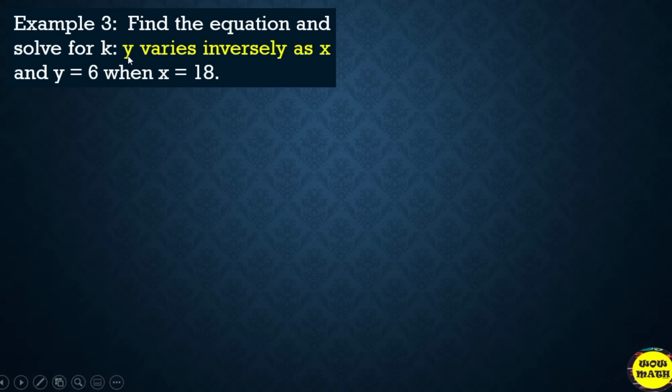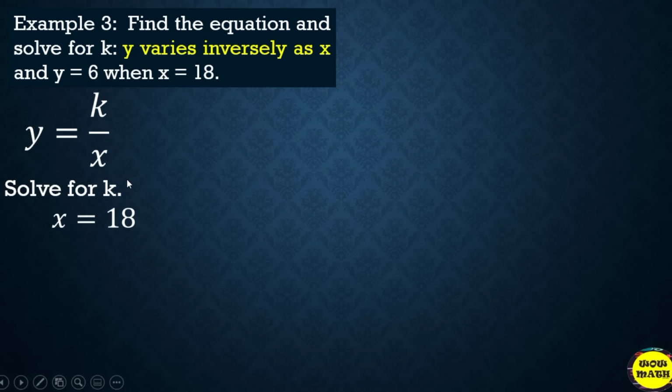So important na makita nyo ito, class, kasi dito makikita nyo kung ano yung start na variable na gagamitin natin. Since y, that is y is equal to k over x. So bago natin masagutan yung equation ng variation na to, kailangan natin isolve muna yung constant. So to solve the constant, that is the product of y and x. So, i-multiply lang natin. So, ano ba yung value ng x natin? That is 18. At yung y natin is 6.